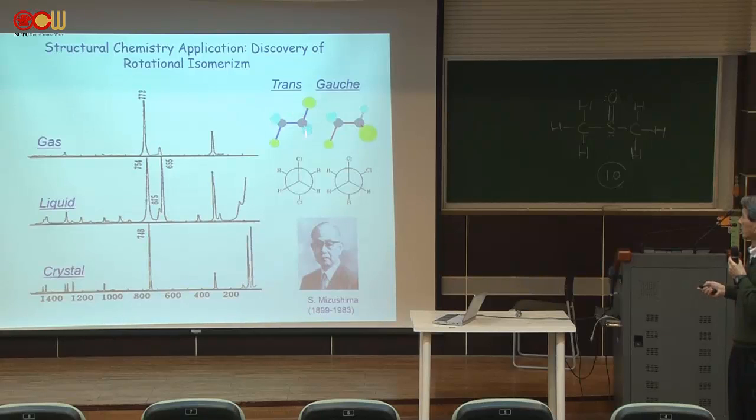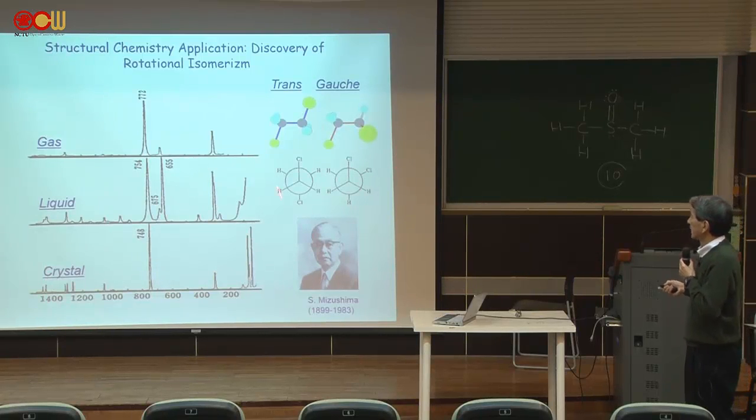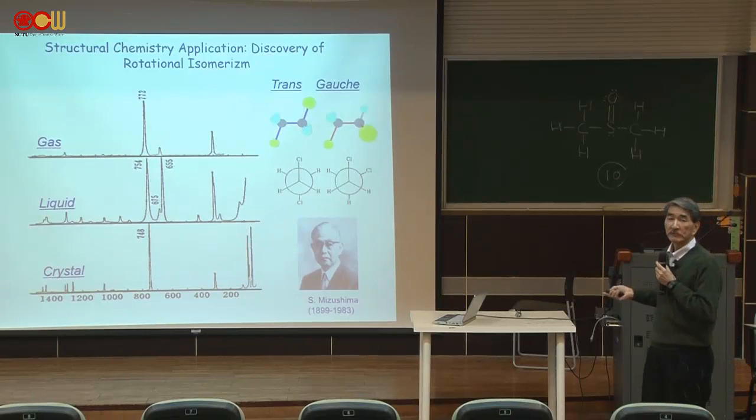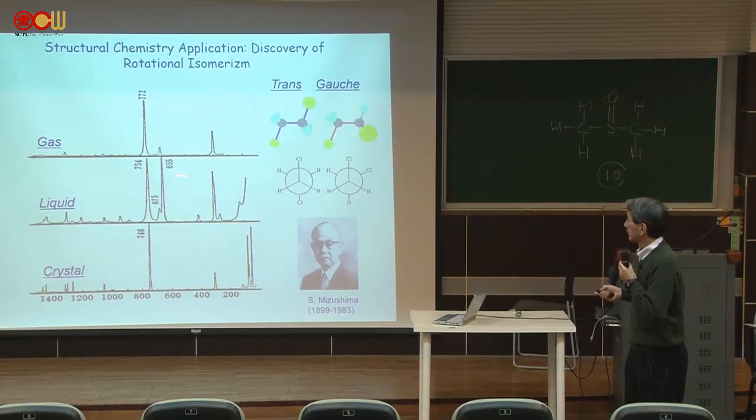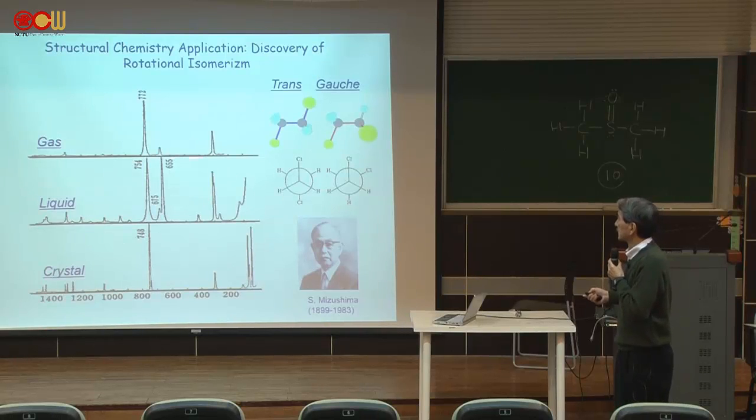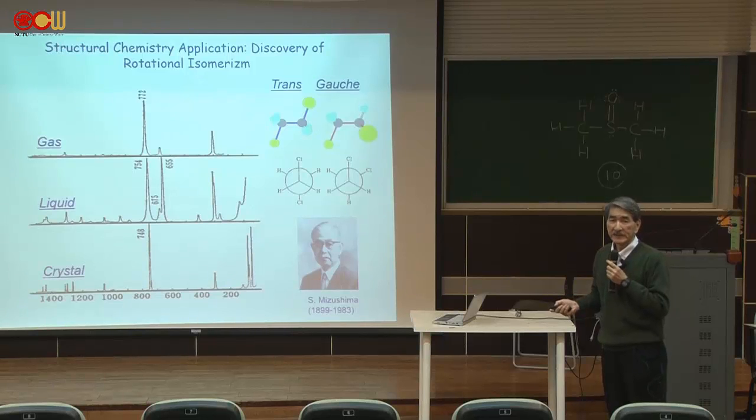And as you know, this is a Newman projection. You all know Newman projection? So in the case of trans, you have the 2 chlorine atoms at 180 degrees. And for the gauche form, it's 60 degrees. You know this? And this was found by Mizushima's group using Raman spectroscopy. And here I show you first the Raman spectrum of liquid 1,2-dichloroethane.